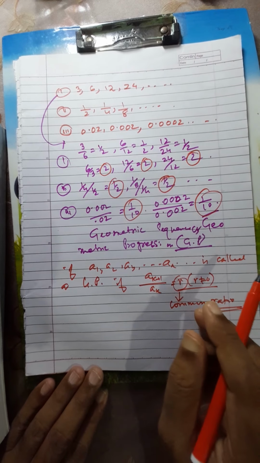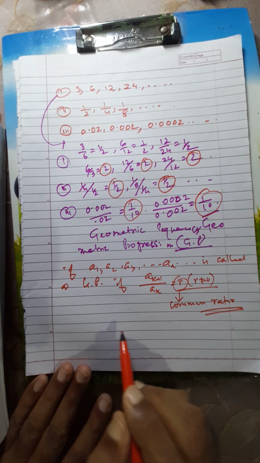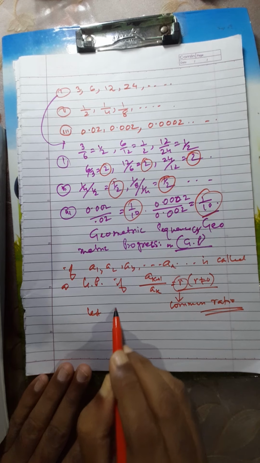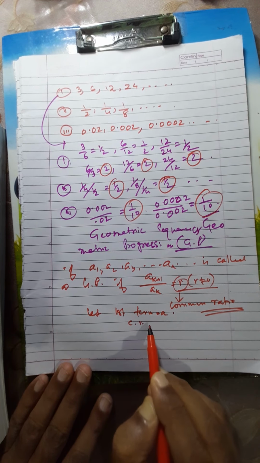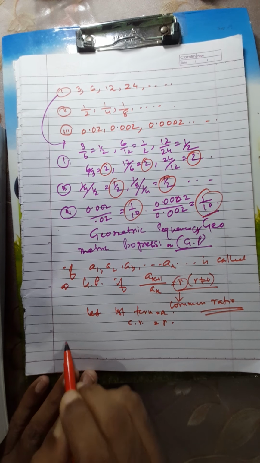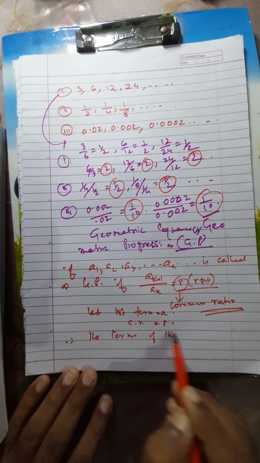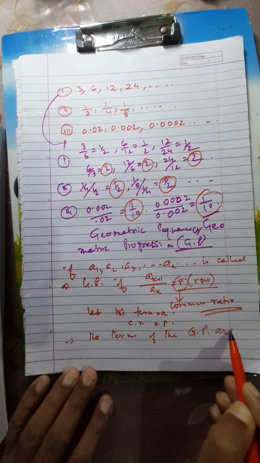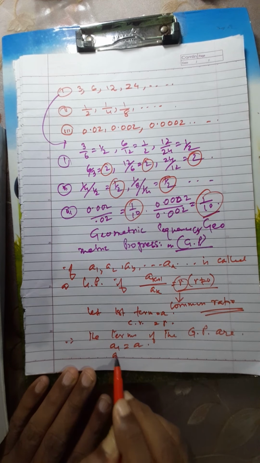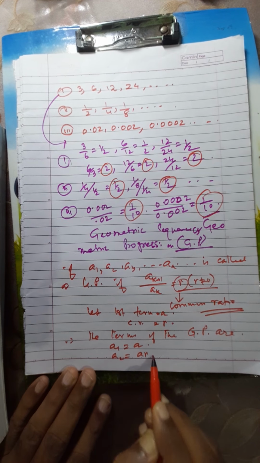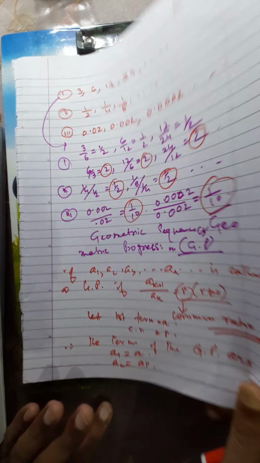Clear? So if it is common ratio, then what will we get as the first term? Let the first term be a. Common ratio is r. Therefore, what are the terms of the GP? First term is a, that is a1 is equal to a. a2 is equal to what? ar. a1 is equal to a, a2 is equal to ar.